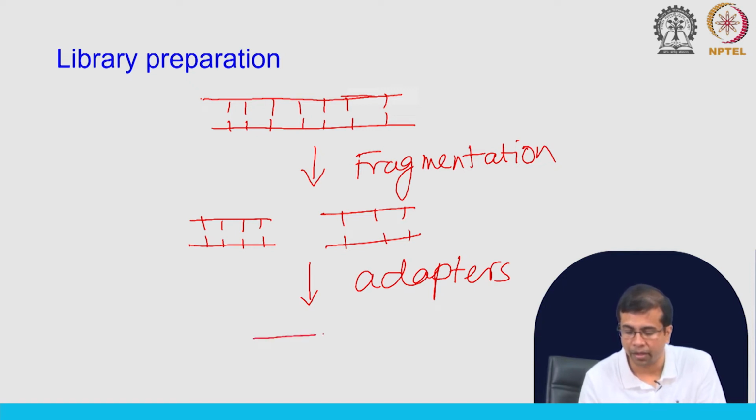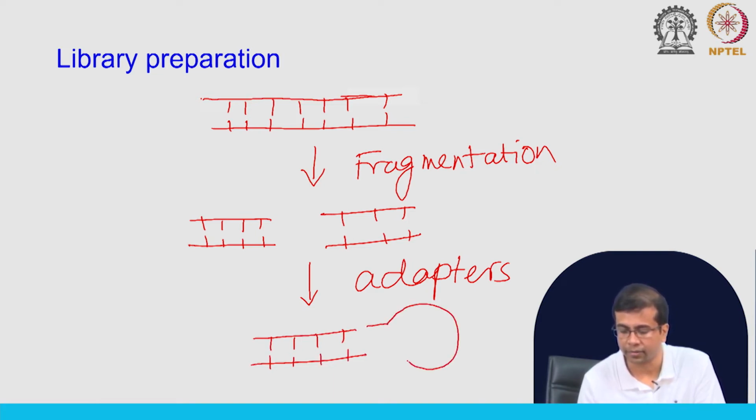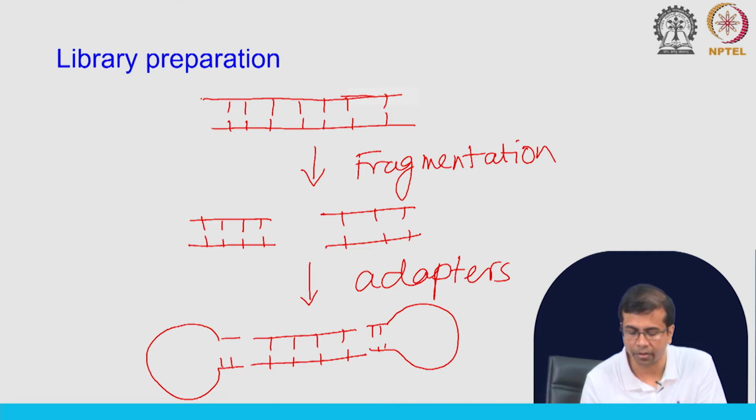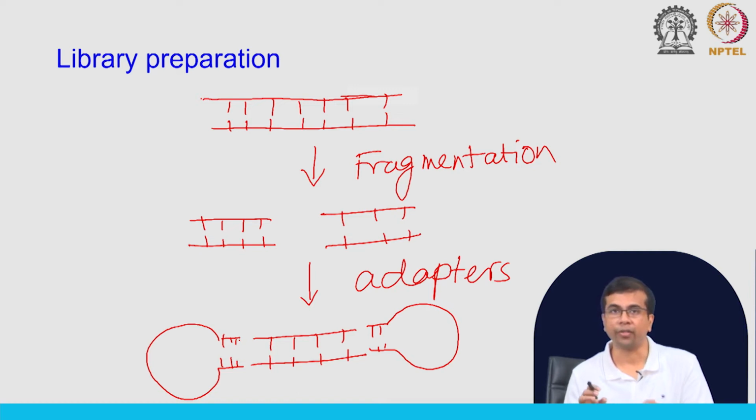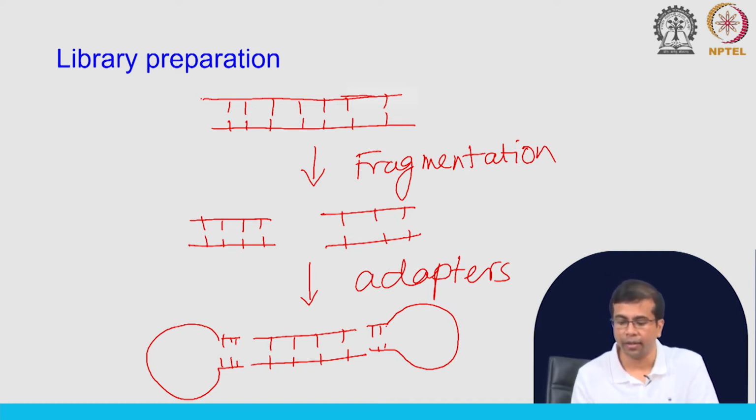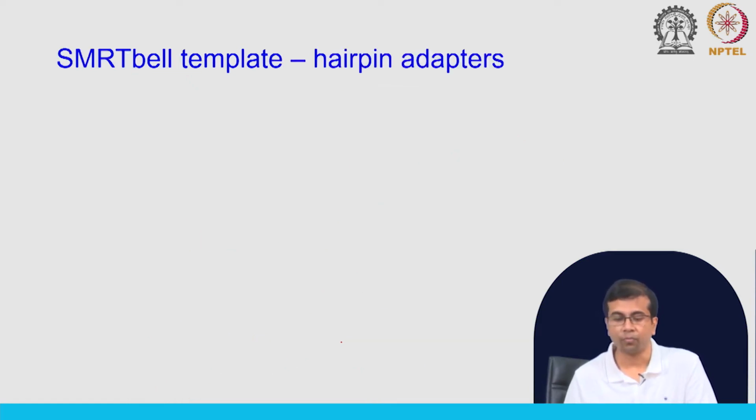We have something like hairpin adapters and they look like this, and we can have two different adapters on two sides. So, it looks like this dumbbell shape. The special part is that you have this double stranded part of this adapter and then you have the single stranded part. These are called SMRTbell hairpin adapters. So, we get these dumbbell shaped molecules after the adapter addition.